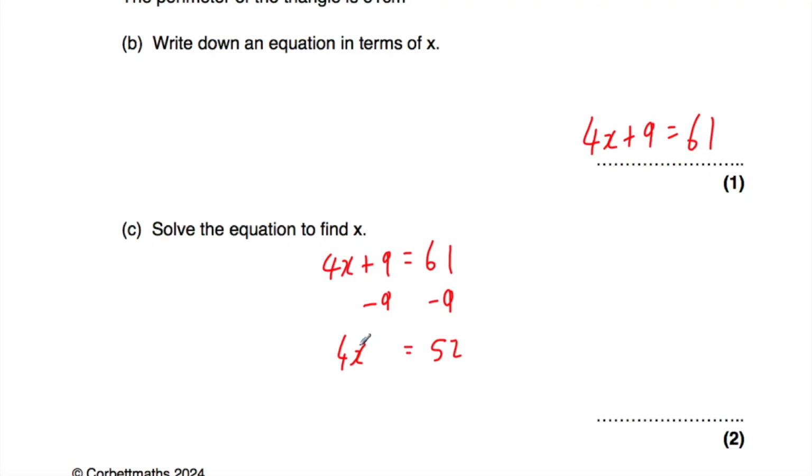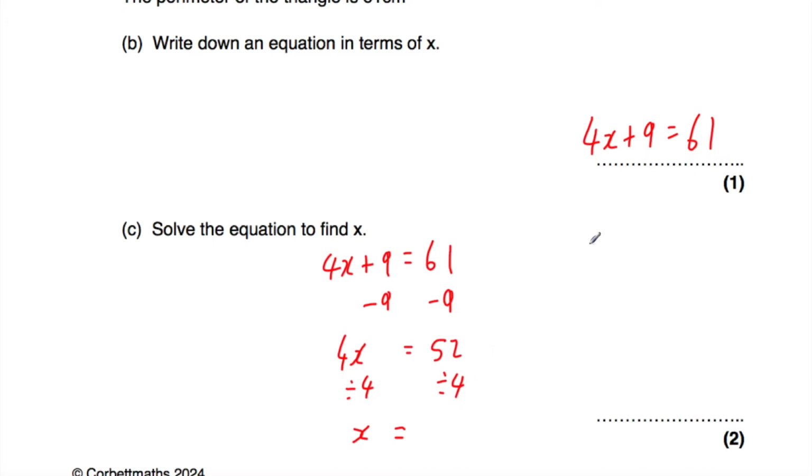Now we want to find out what x is. We want the x on its own, so we want to get rid of this multiplied by 4. So to get rid of the multiplied by 4, we're going to divide both sides of the equation by 4. So we're going to divide the left-hand side by 4 and the right-hand side by 4. So 4x divided by 4 is equal to 1x, or just x. And remember, we're dividing by 4 to just get rid of the multiply by 4, so we're going to be left with x. And the right-hand side, we've got 52 divided by 4.